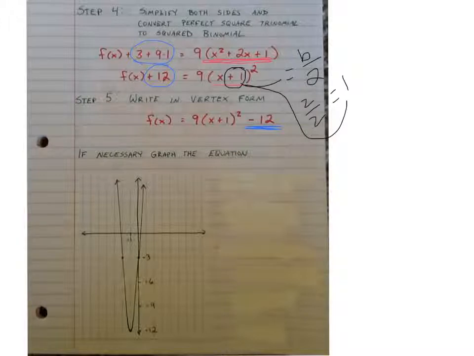If we wanted to, we could use this information to graph the equation. So negative 12 tells us that we are shifting down 12, and then plus 1 tells us that we're shifting to the left 1, and the 9 tells us we have a vertical stretch of 9. So over 1, up 9 times 1, over 1, up 9 times 3, over 1, up 9 times 5, over 1, up 9 times 7, etc.